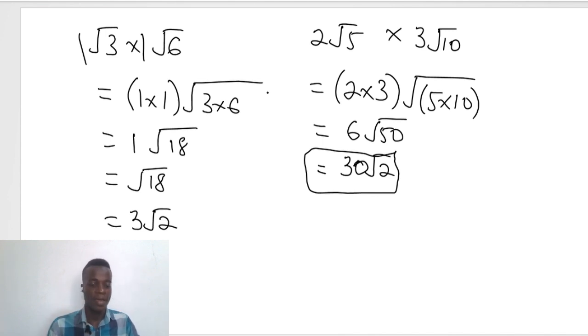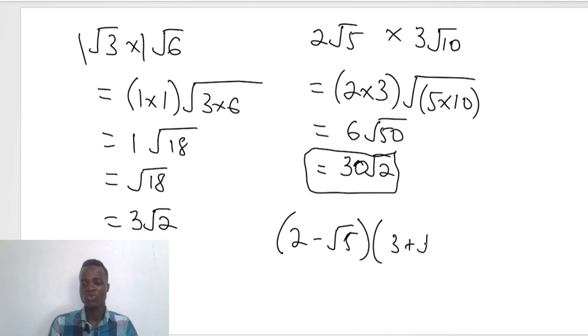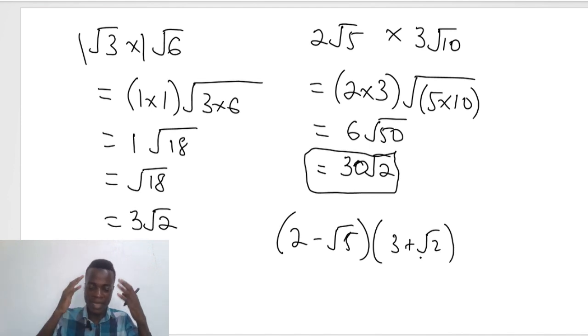Now we look at multiplication of surds, which might come in different ways. It might come in a sense that you have to expand. Expansion is what comes mostly, like 2 minus root 5 multiplying 3 plus root 2. Something like this. This bracket is multiplying this bracket, so the multiplication idea is there, but then there's addition and subtraction also over there.